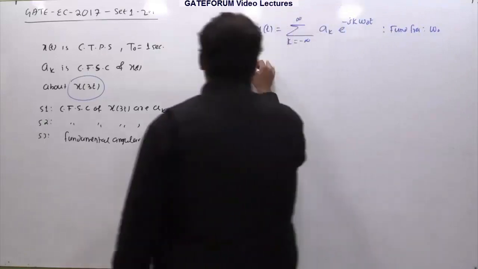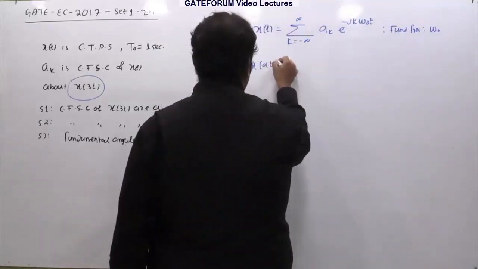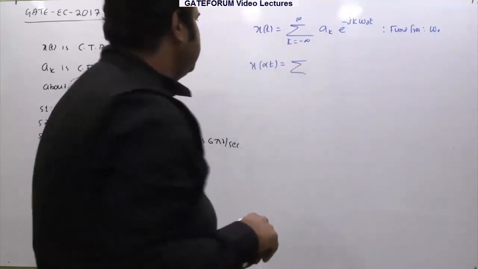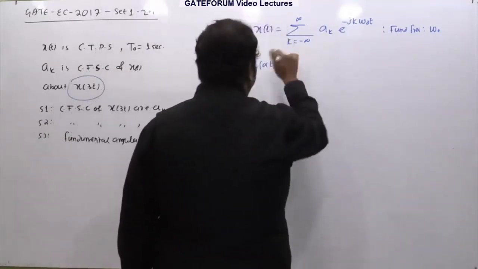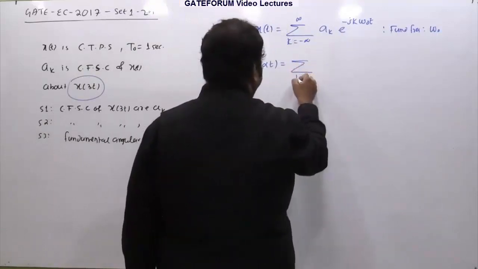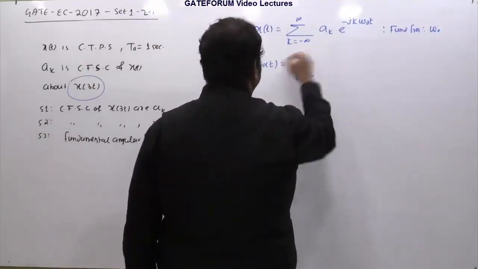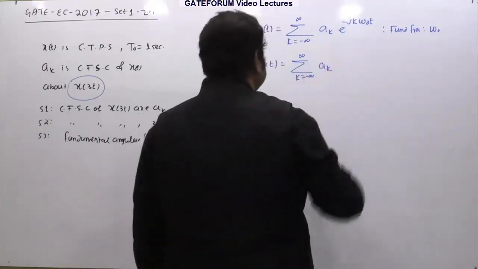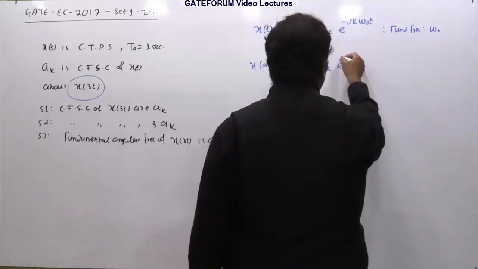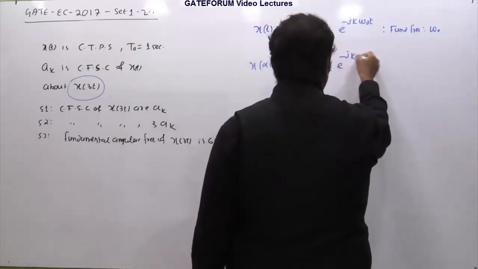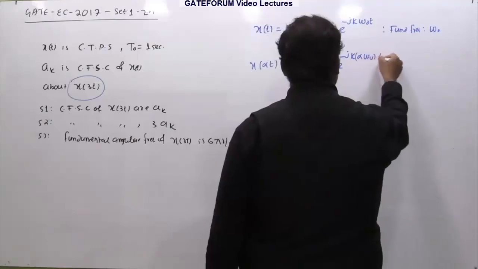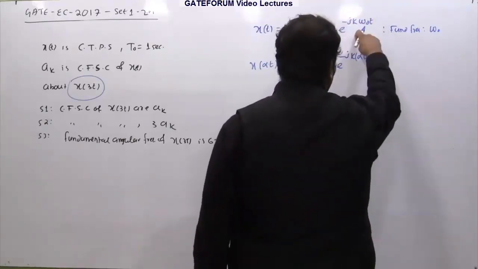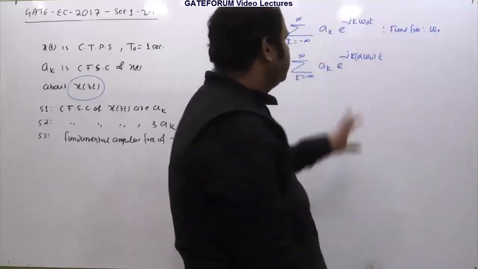Now let's say I am asking you what happens to x of alpha t. That is, if I am doing the time scaling, then what you will do is, wherever this t is there, you replace that t by alpha t. So this is ak, right? And because there is no t term here, it is e raised to power minus jk alpha omega naught t. Because if I replace t by alpha t, overall this function will be e raised to power minus jk alpha omega naught t. So I have written it like this.